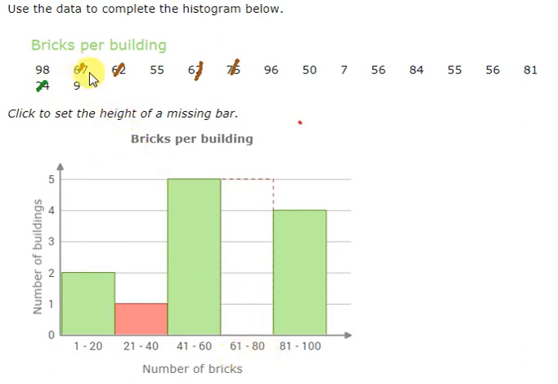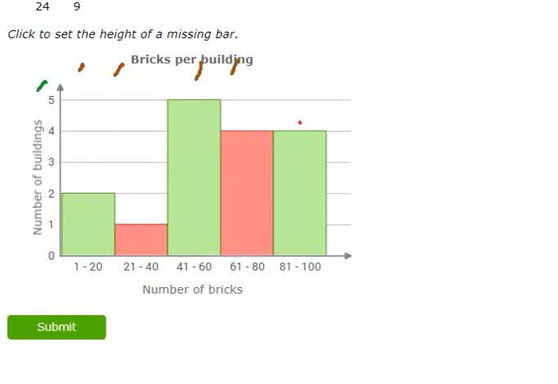Now let's count: 1, 2, 3, 4. So there are 4 such cases. So here we have a bar up to 4, right? So we have solved this.